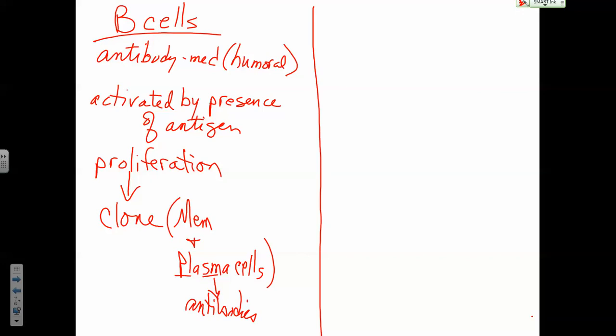The T cells, or T lymphocytes, those are involved in cellular immunity, or you could say cell mediated immunity. What are they activated by?